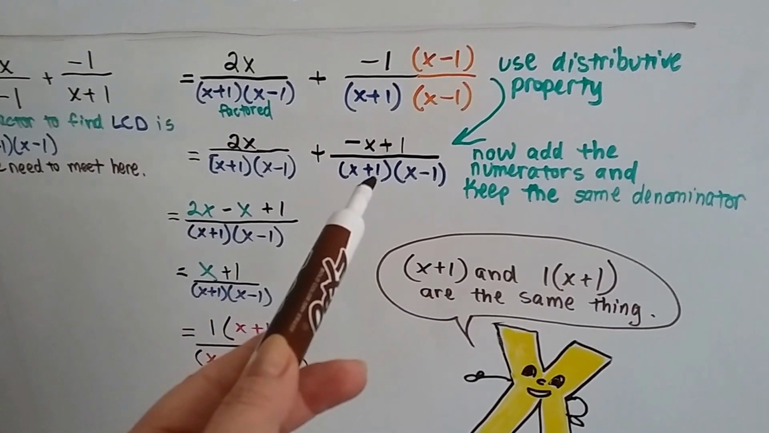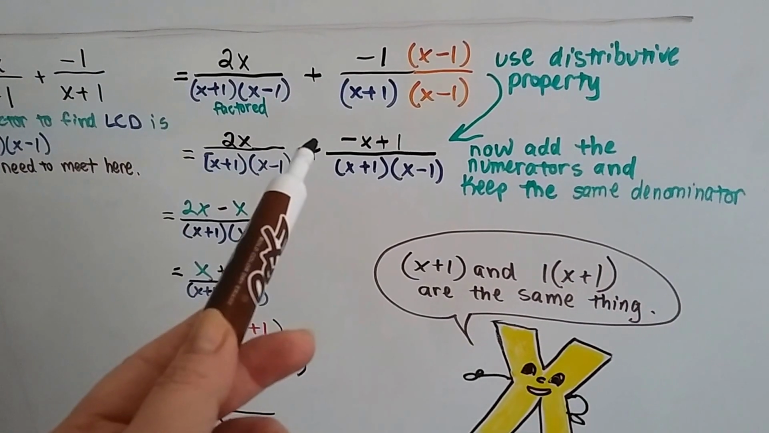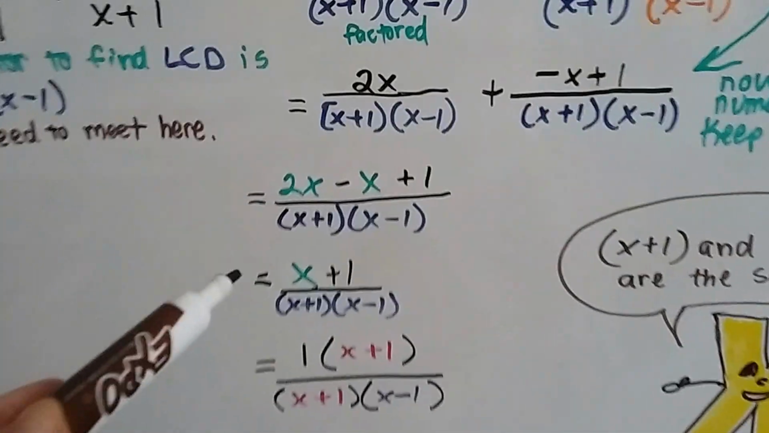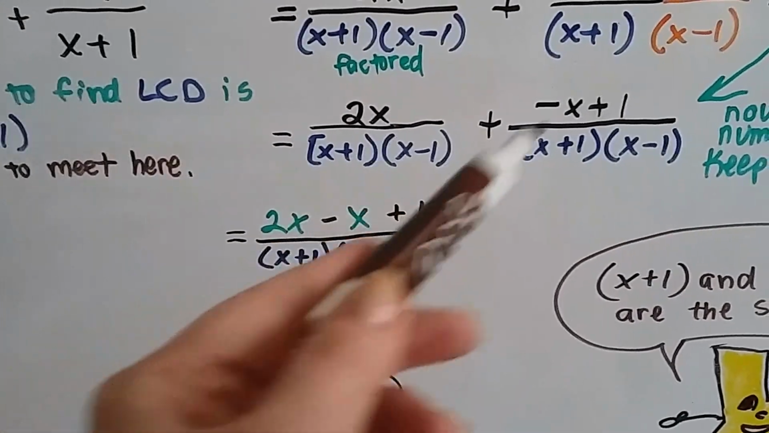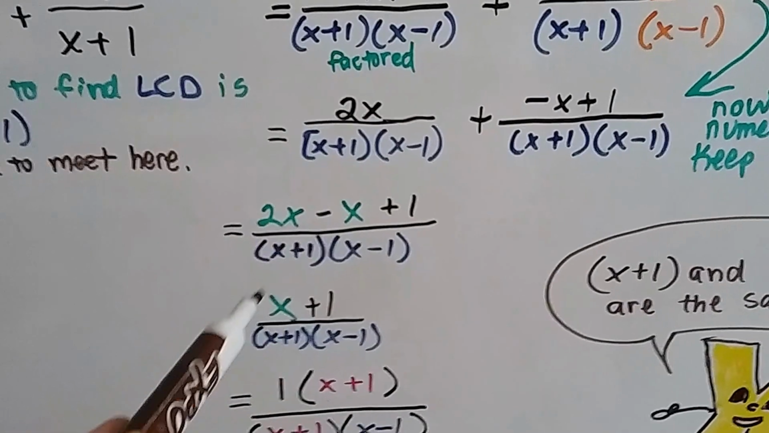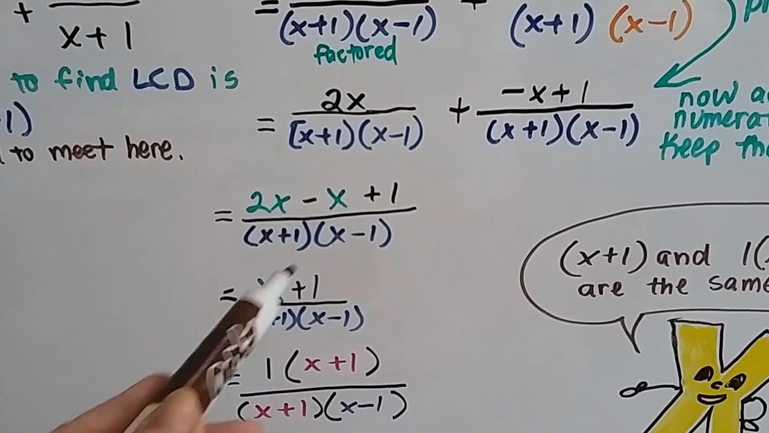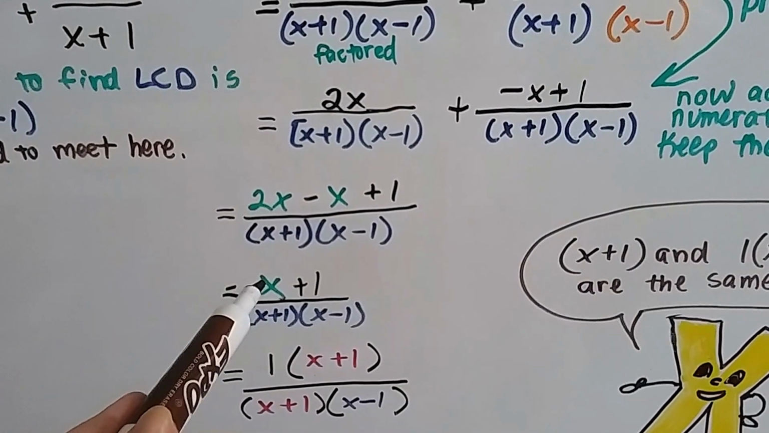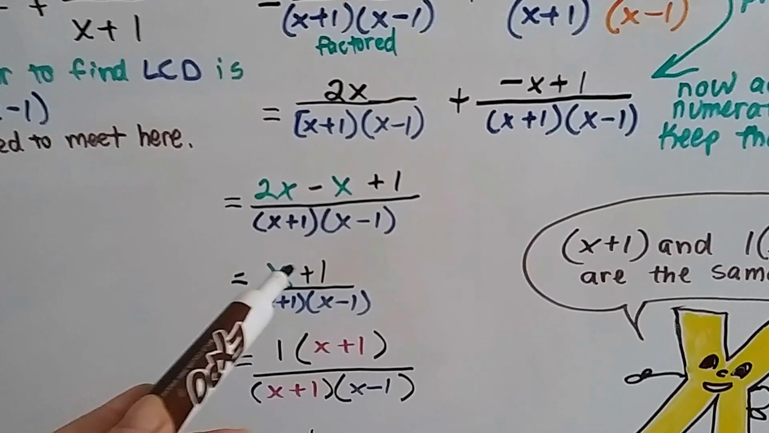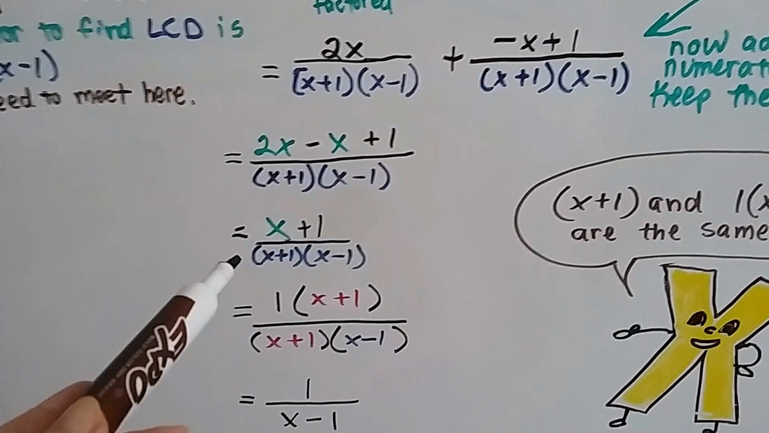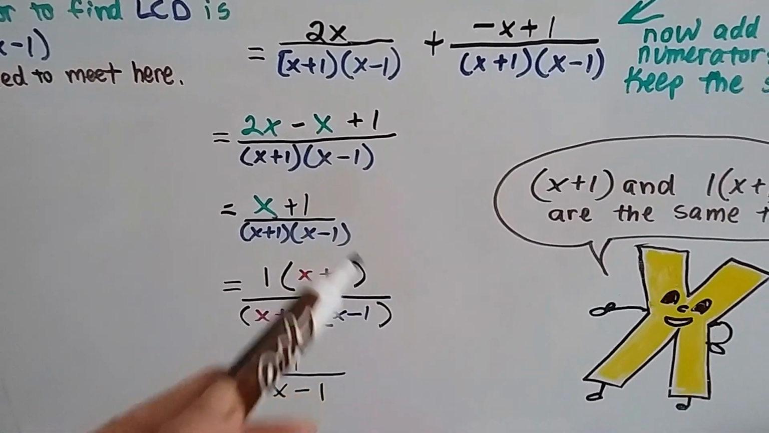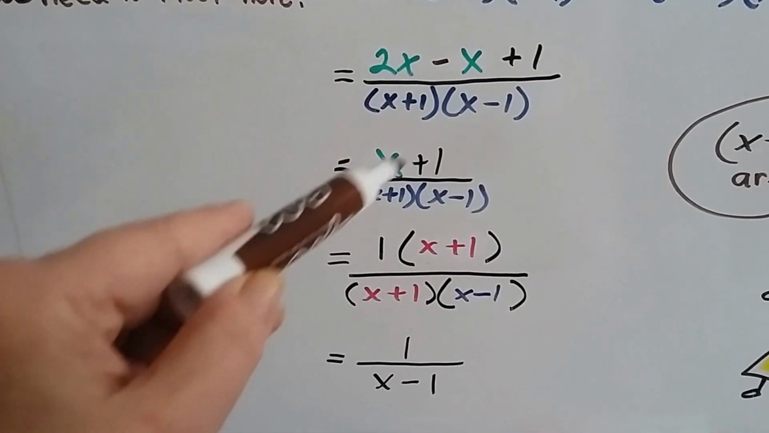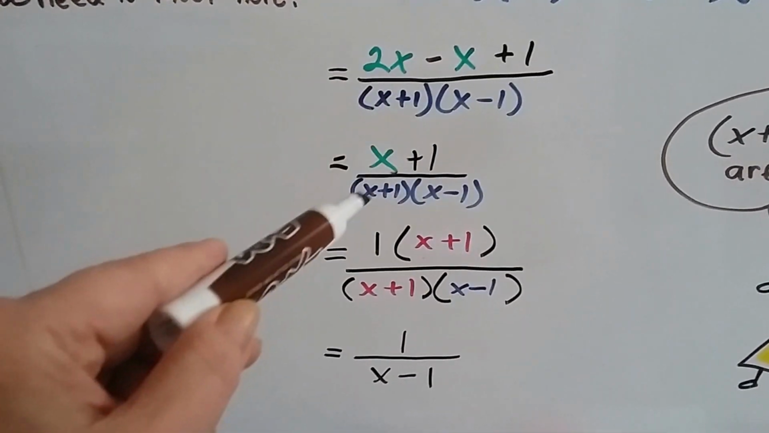Now we add the numerators and keep the same denominator, 2x plus negative x plus 1. Well, 2x minus x is just x. Remember the invisible 1's there? So we're taking one of the two x's away, so now we're just down to 1x. So now we have x plus 1 over x plus 1 times x minus 1. See? And we've got an x plus 1 over an x plus 1, don't we? And that could be canceled out.